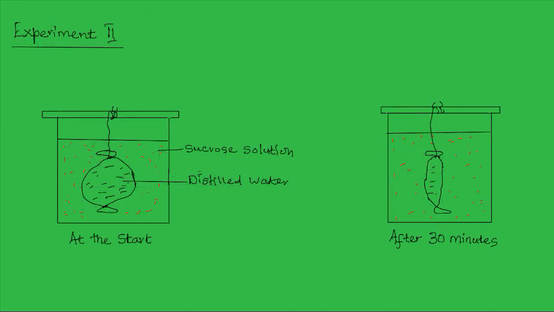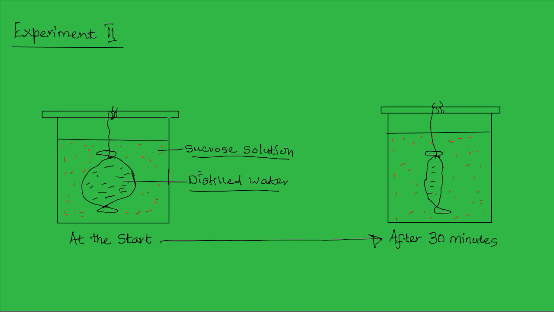In this second experiment, Viscose tubing that is filled with distilled water is placed in a beaker that contains sucrose solution. After about 30 minutes, it is observed that the Viscose tubing reduces in size. It becomes smaller. Why?